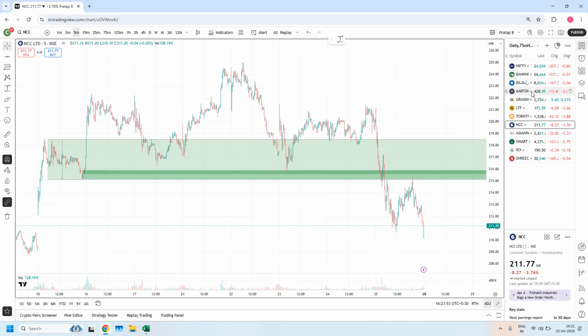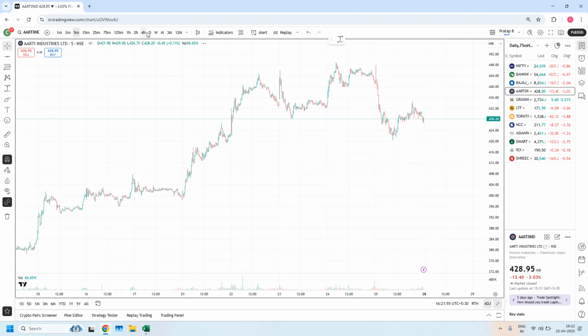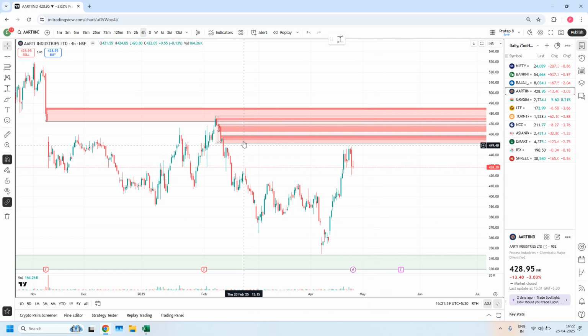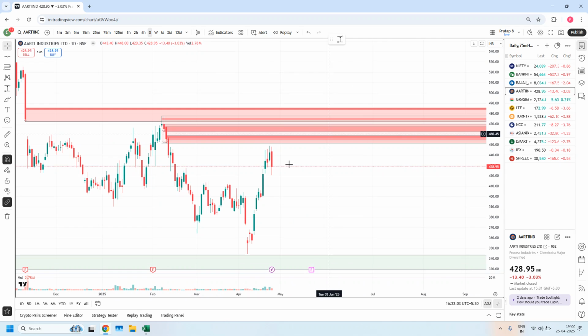And the remaining stocks, Aarti Industries, let me quickly finish the remaining. Here Aarti Industries is a daily high liquidity zone.